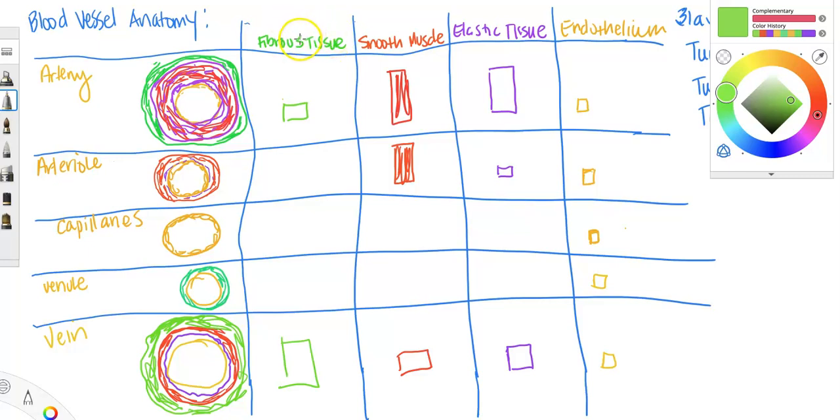So the fibrous tissue makes up the tunica externa. It also can be called the tunica adventitia. The smooth muscle layer is called the tunica media. And then the elastic tissue, along with the endothelium, makes up the tunica interna.